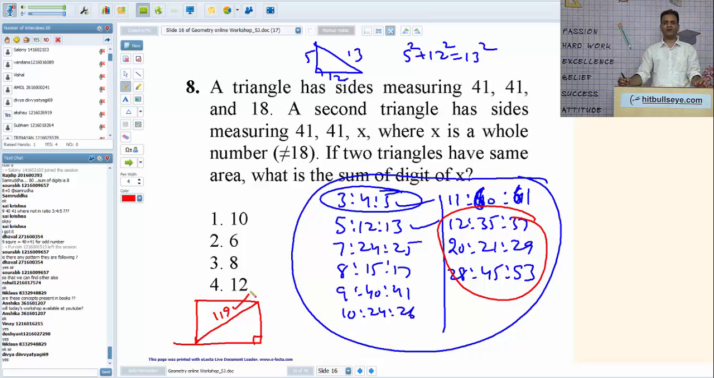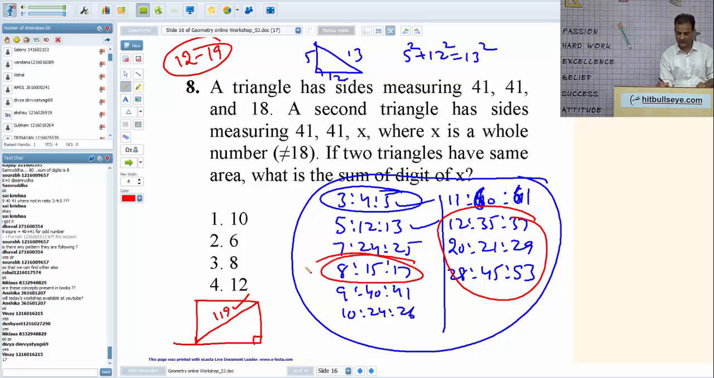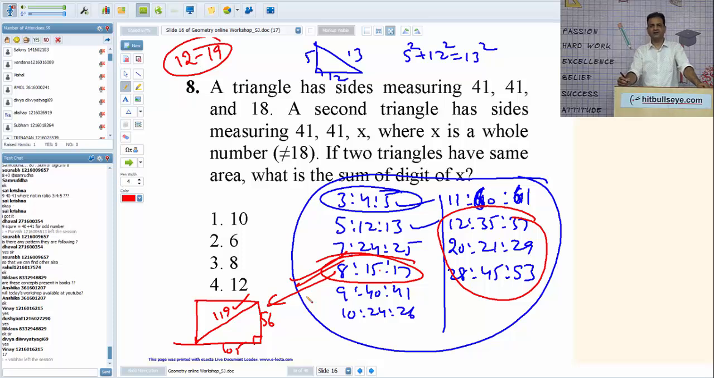119. In which table can you find 119? You should also know tables from 12 to 19, friends. 119 is 17 into 7. That means the examiner can use these triplets. 17 into 7 is 119. So it will be 15 into 7 is 105, and 8 into 7 is 56. So the examiner is using this triplet here, 8, 15, 17. Simply by going through the options, you can see that 119 comes in the table of 17. So it is the hypotenuse for the right angle triangle.